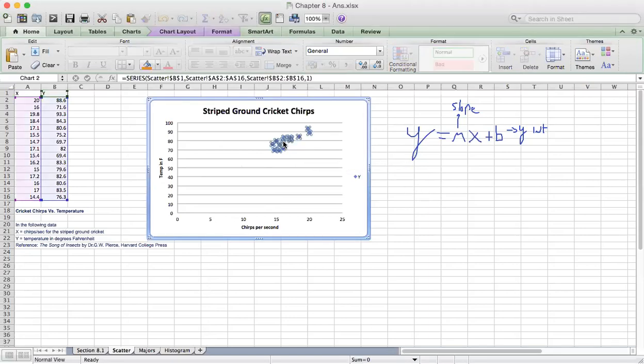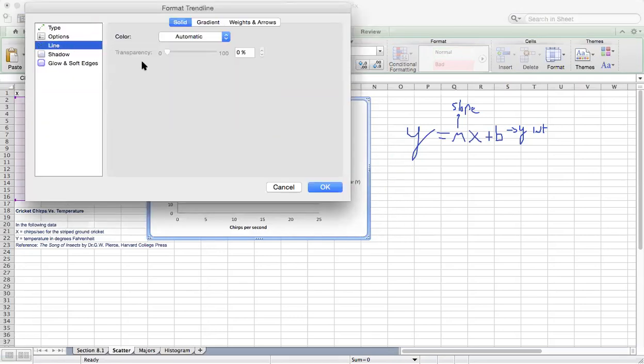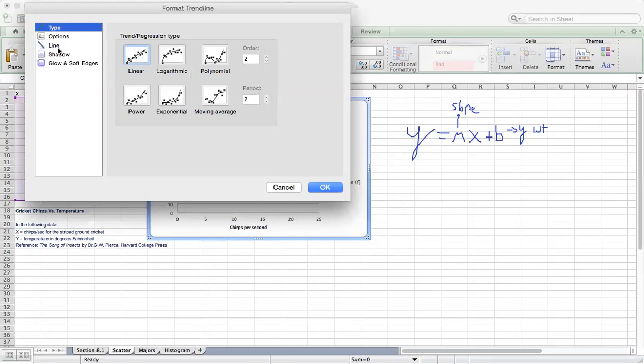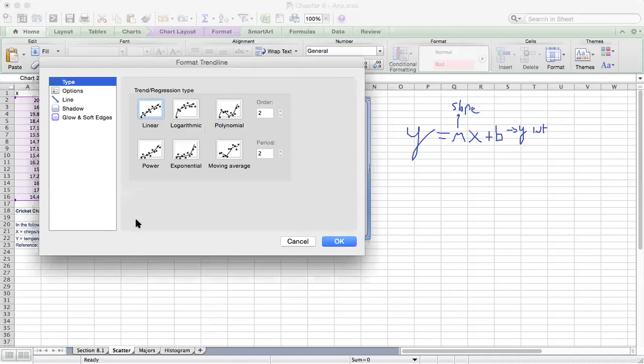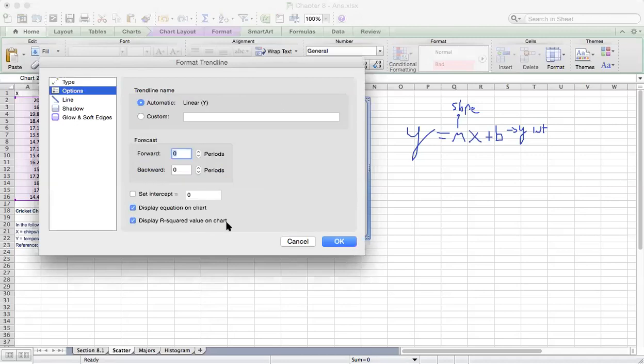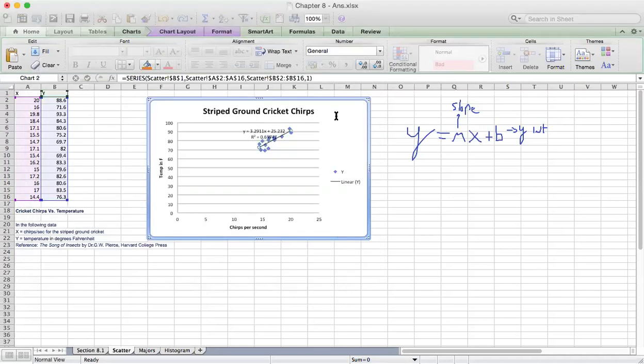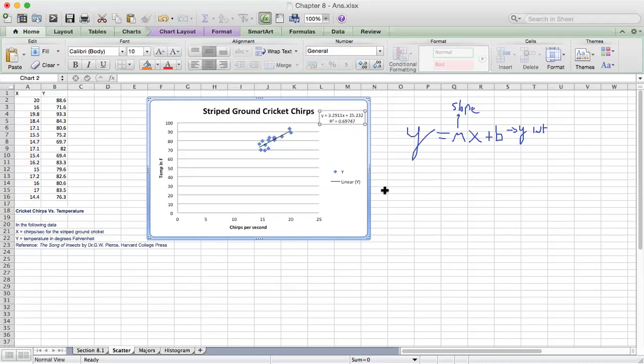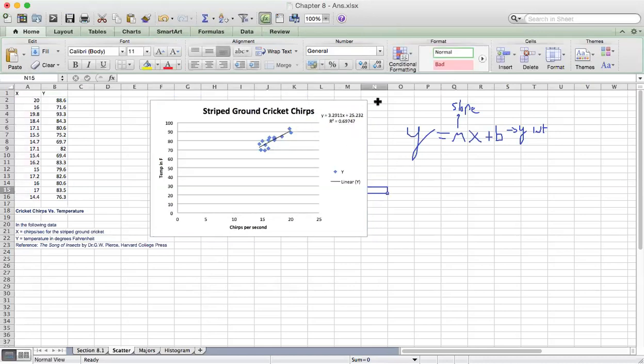is if I click on this and add Trendline, and we do linear, this is where we tried all the different types before, right? And where I get the display equation? That's in the options. Display R squared, display equation on the chart. Okay, I'll move this over here so we can actually see it. We get our equation. So y equals 3.3x. So our slope is 3.3 and our y-intercept is 25 degrees, right?